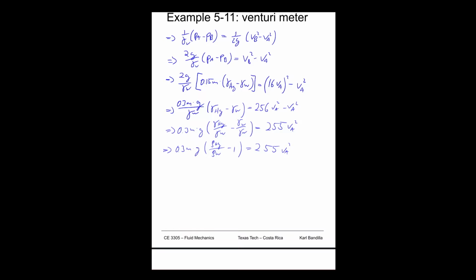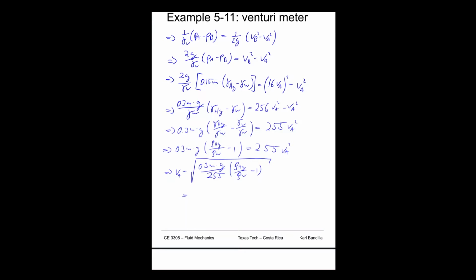All right, so then if we want to solve all that for VA, which is what we want so that we can get our flow rate, that means we need to take the square root of all this. So 0.3 meter times G divided by 255 times rho HG over rho water minus 1.